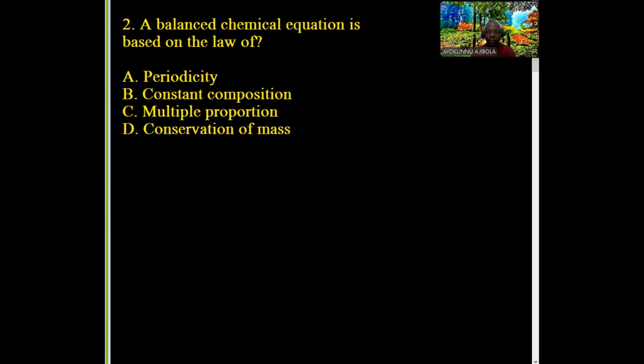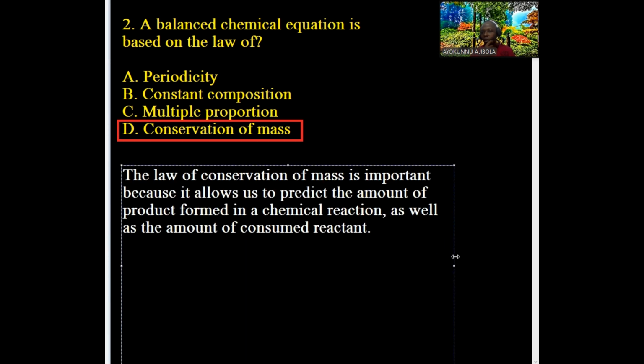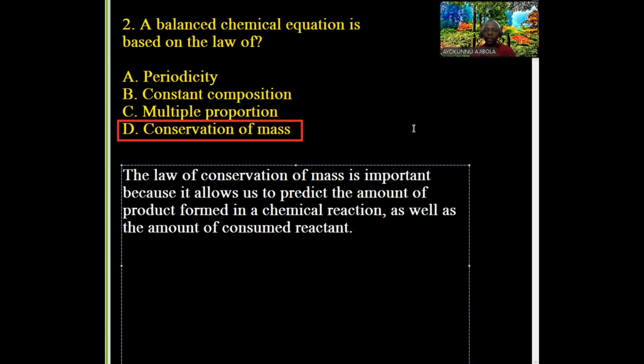A chemical reaction. Yeah, multiple proportion. Multiple proportion is talking about the simple ratio. Okay, sorry, conservation of mass. Yeah, that one is correct, because it has to be balanced, okay? Further details to that: the law of conservation of mass is important because it allows us to predict the amount of product formed in a chemical reaction as well as the amount of reactants consumed.